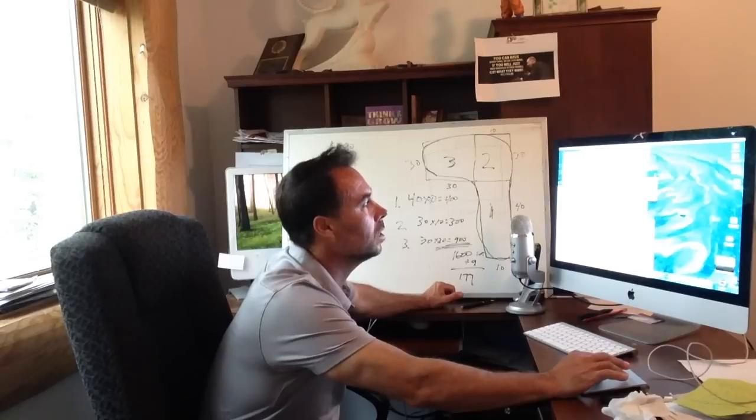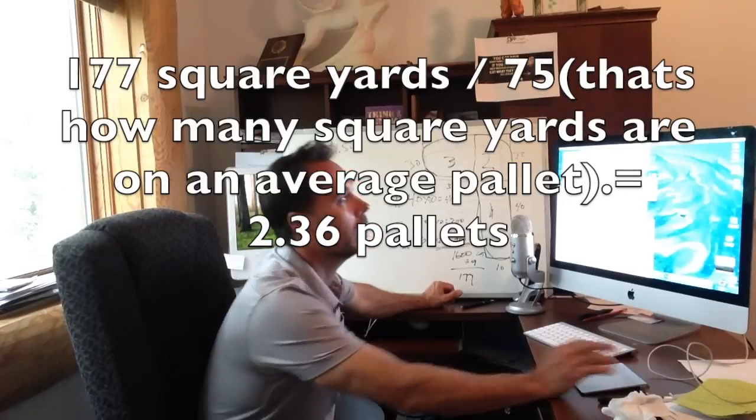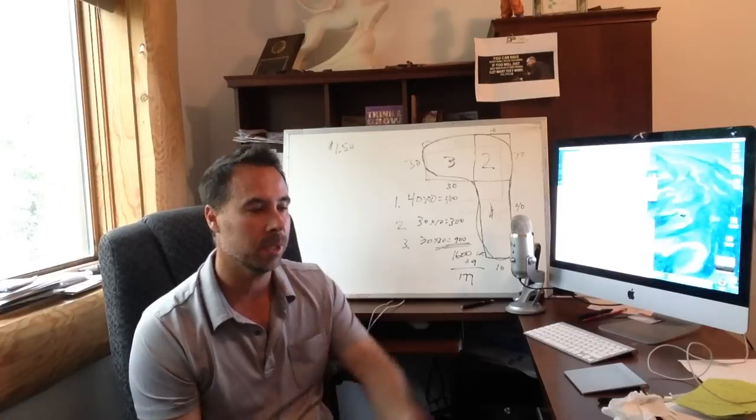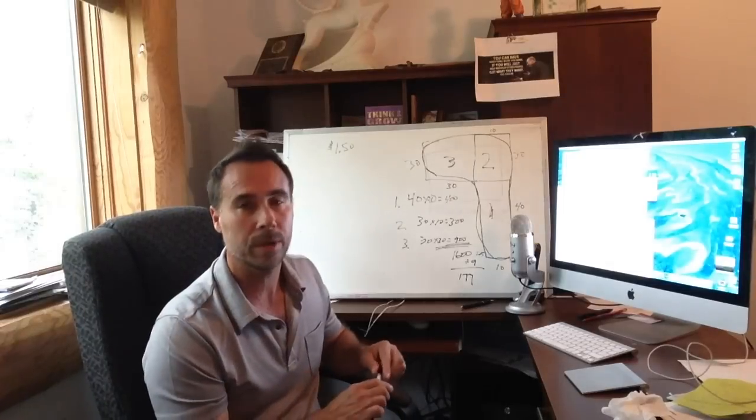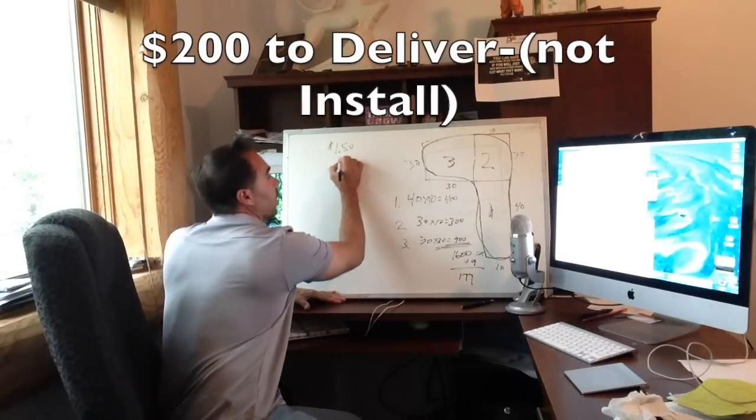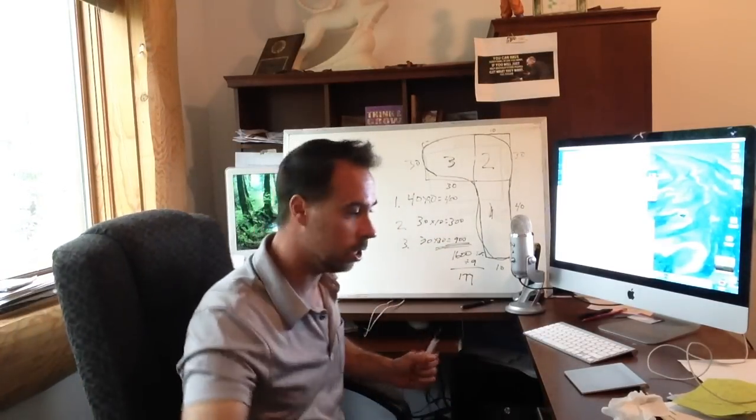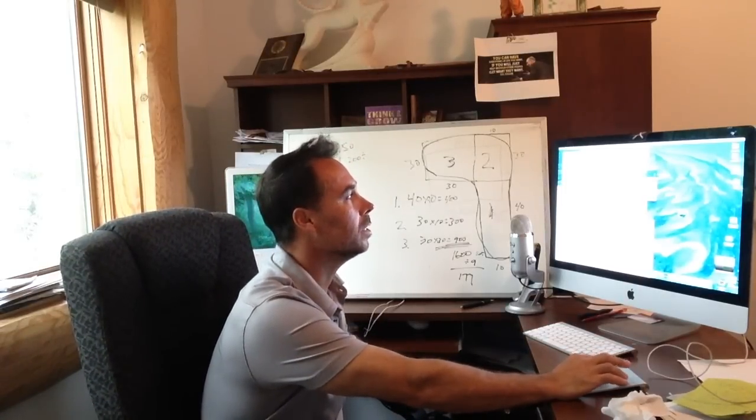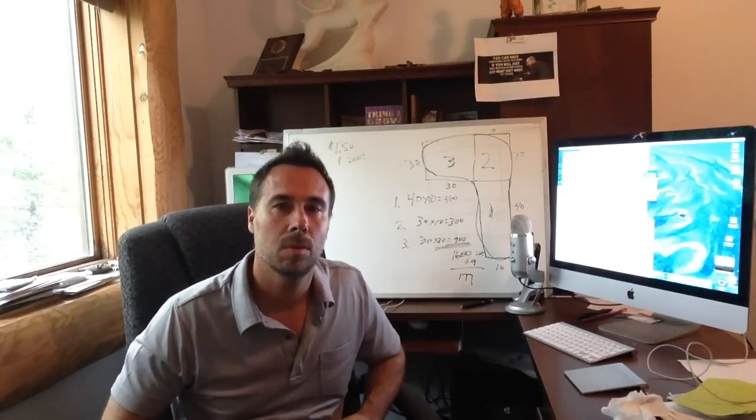That's 177 divided by 75, 2.36 pallets of sod. Maybe you don't have a truck big enough to do it and you have to have a semi bring it out to you. If they're going to charge you, in this case, $200, let's say they charge you literally $200 just to bring out the semi. You take 177 divided by 200. And that's going to give you 88 cents per square yard.